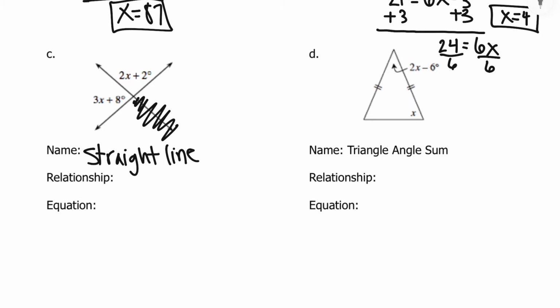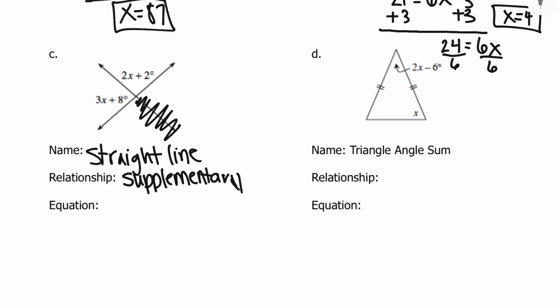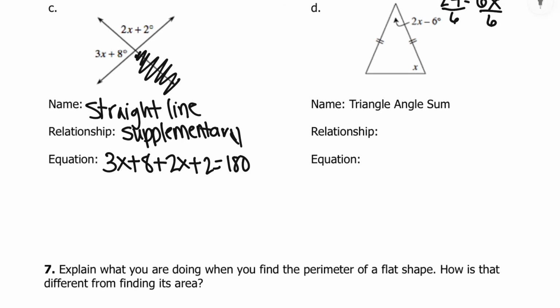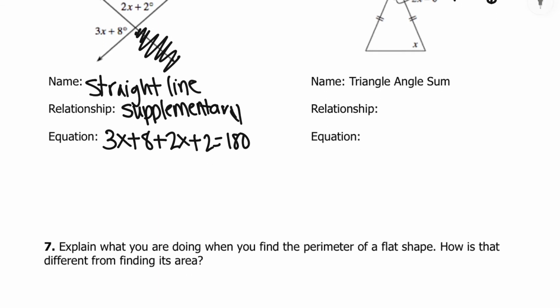And then the relationship is they are supplementary. And looking at supplementary, that means they add to 180. So you are not setting these equal, you are adding them up and then setting them equal to 180. So then what we're going to do here is combine like terms. So 3x plus 2x is 5x. 8 plus 2 is 10.